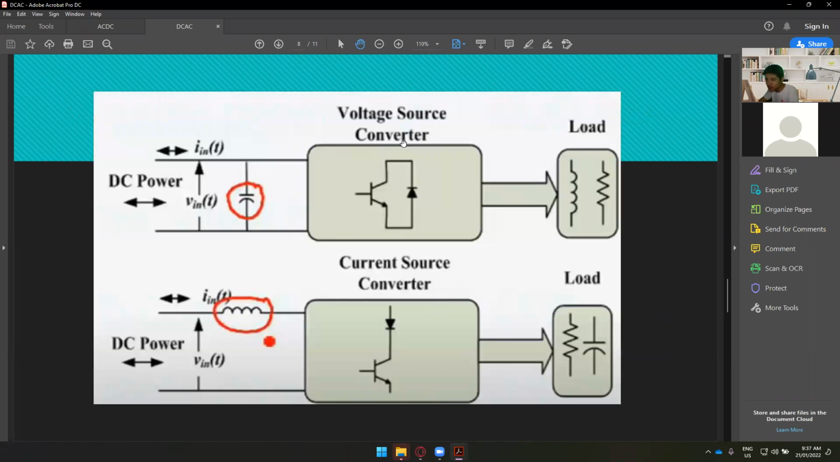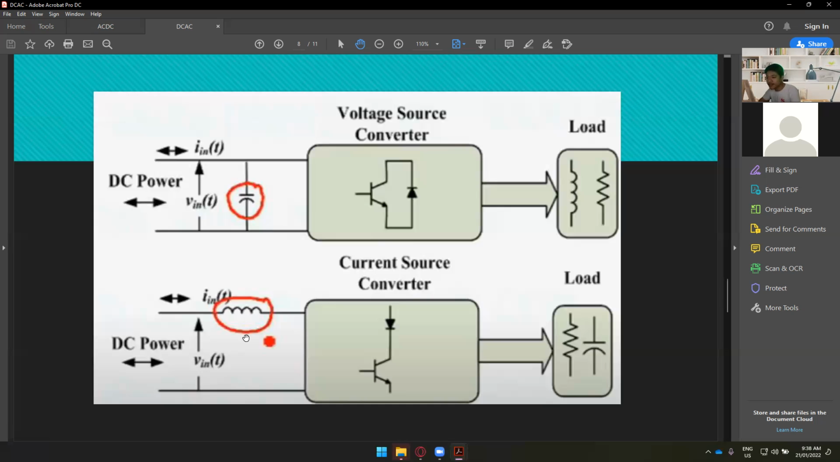We have two types of converter: the voltage source converter and the current source converter. From DC to AC, if you need to convert the voltage, you'll need a capacitor for this one, and it's in parallel with our voltage input. And if we need to convert a DC current into an AC current, then you have to use an inductor, which is in series with our voltage input.